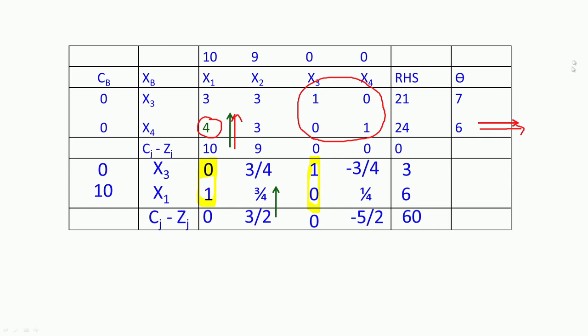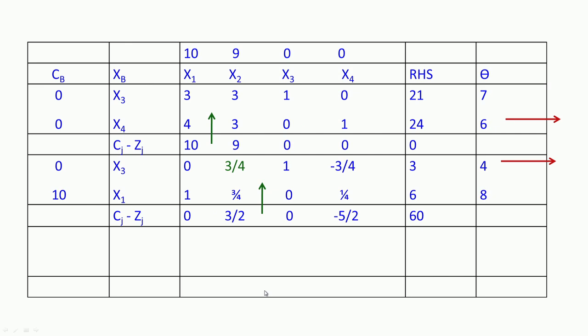To find out which one it replaces, 3 divided by 3 by 4, which is 4, or 6 divided by 3 by 4, which is 6 into 4 by 3, is 8. The limiting value is 4. Therefore, the variable x2 will now replace the variable x3. And then we move on to the third iteration, which is shown here, and in the third iteration the variable x2 has replaced the variable x3.